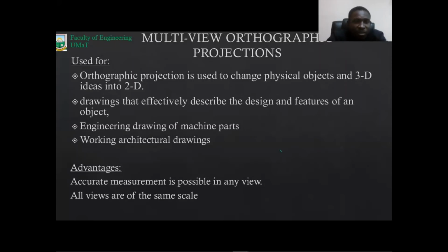Okay, let's look at advantages. We are able to get accurate measurements in multi-view orthographic projections, because in this kind of projection there are no distortions, except in the case where we may be interested in an auxiliary view. Then also, all views are on the same scale. We'll see this in the other examples we'll solve on orthographic drawings.